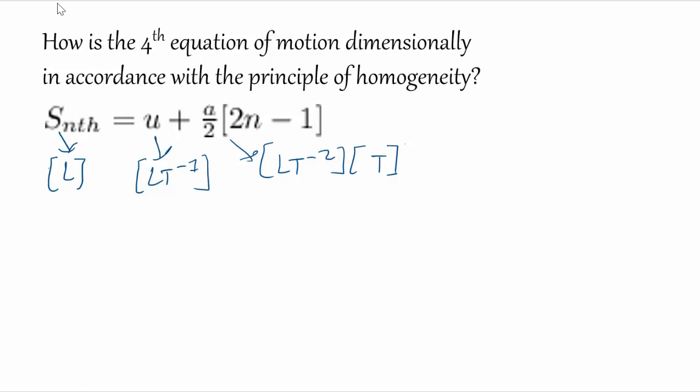Now the issue here is, how can you add meters with meter per second? That is the issue here. And while I was wondering about it, the answer that I got was very elegant.